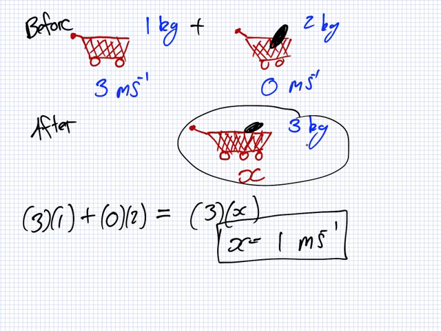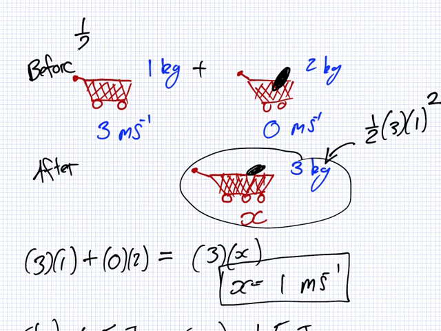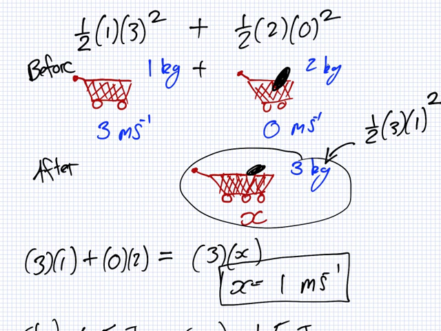Right. What's the energy before the collision? 4.5. So for B, it's 4.5 joules. And after the collision? 1.5 joules. Why? Half m v squared. The one is 4.5. But you don't need to calculate the other one. Half m v squared plus half m v squared, so all of this is zero. Yeah.